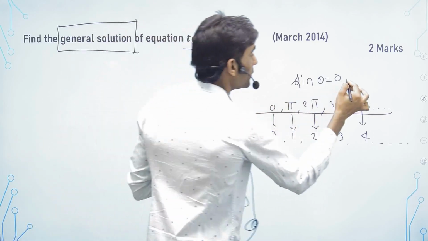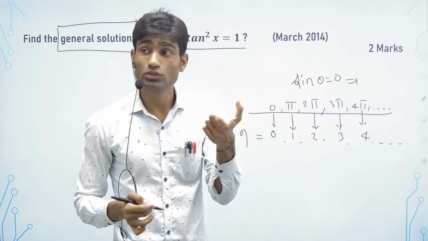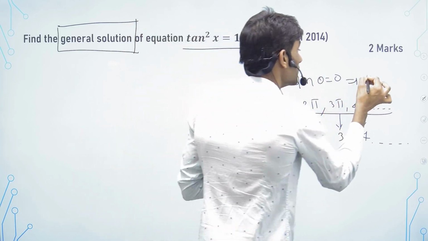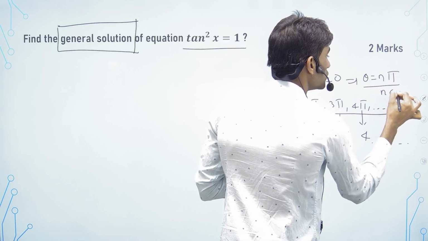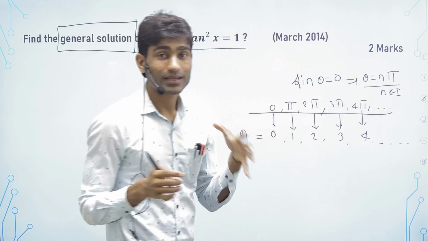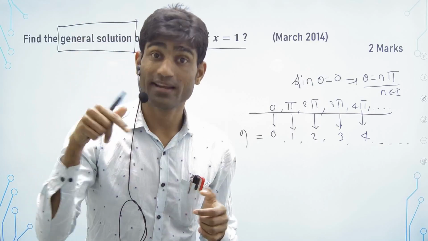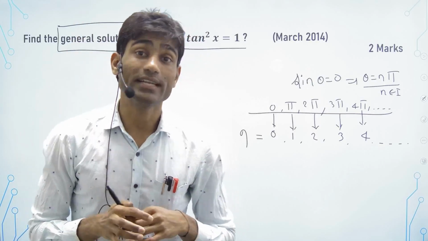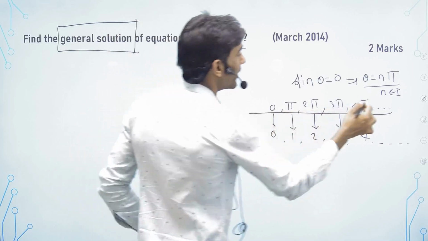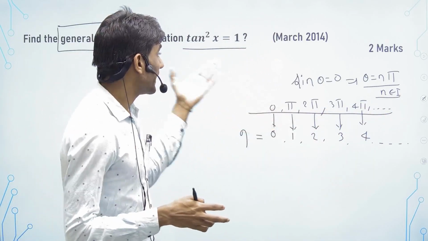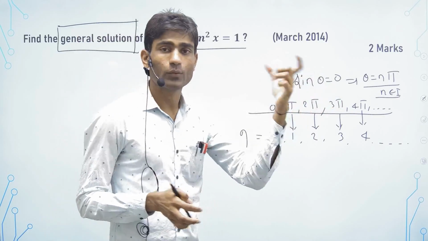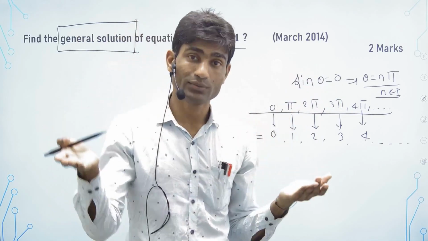That means we can define the general solution of sine theta equal to 0 as theta equal to n pi, and n belongs to the integers I. I denote the integers as I, or Z also can be used. I hope you all have understood this. Now let's move to our example. For sine theta, when sine theta goes to 0, theta equals n pi.